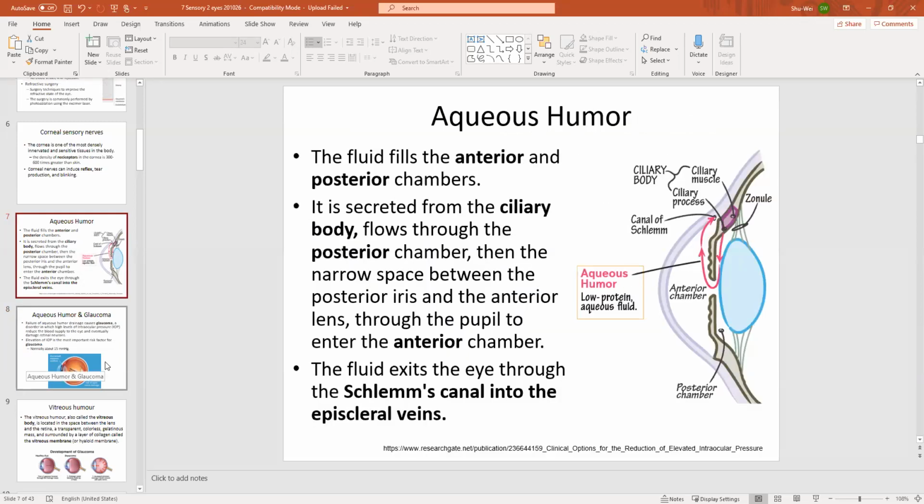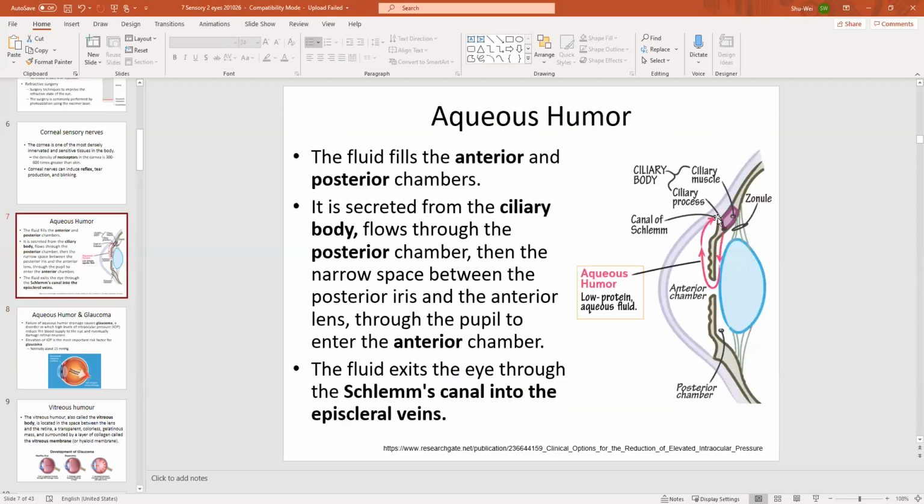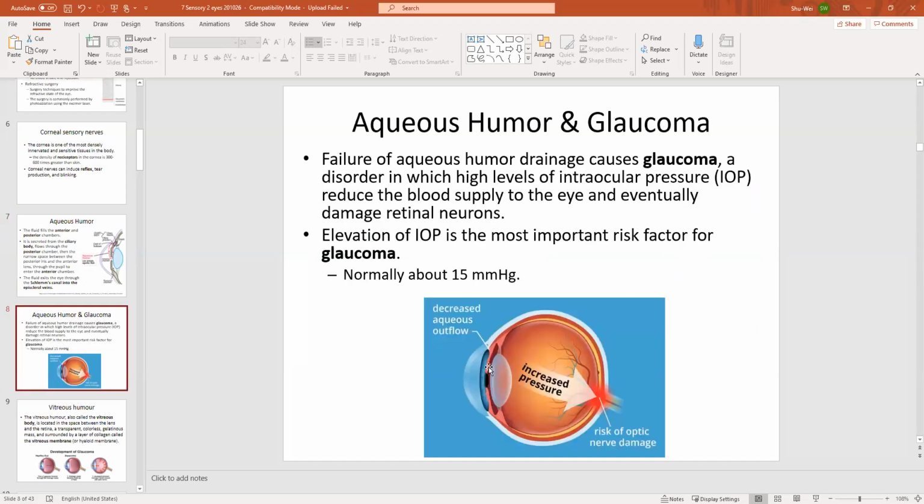And if this flow gets stuck, the failure of aqueous humor drainage causes glaucoma. If this fluid gets stuck, it will build up this pressure. This is the intraocular pressure. And that intraocular pressure will push the vitreous body, and that will block the blood supply into the retina.